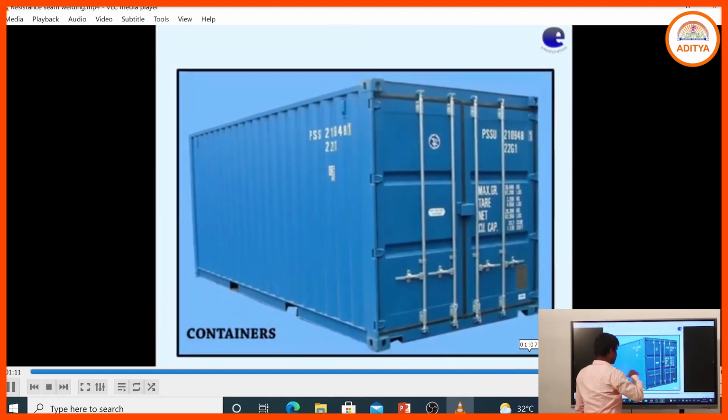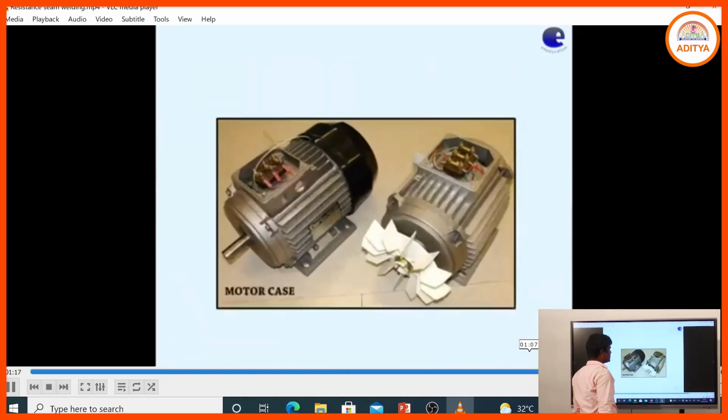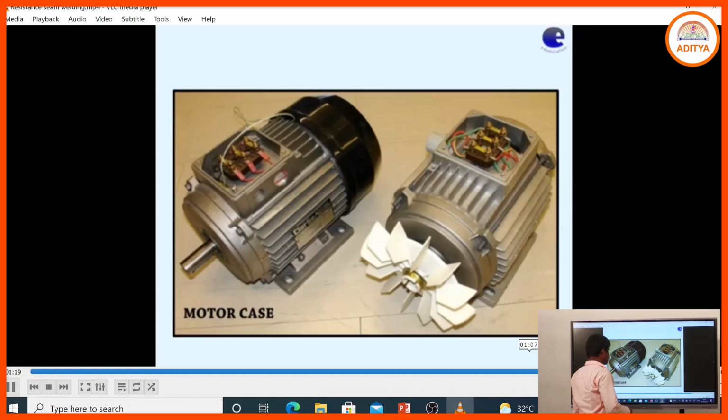That type of tanker, container, vessels and heat exchangers we can easily join using that welding process.